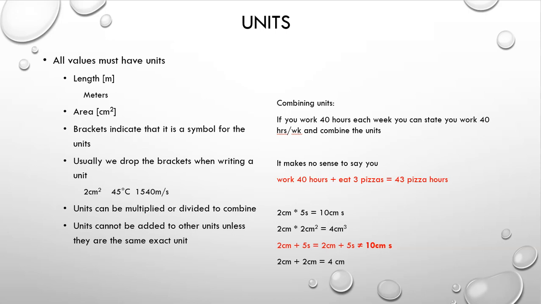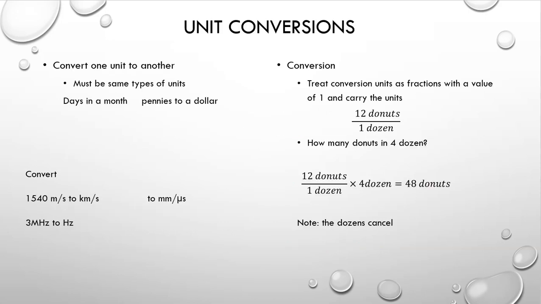Sometimes we have to change units. We have to convert units. So units have to be the same type. If we have days, that's a type of time. And we know how many days are in a month, generally about 30 days. So we can convert days to months if we know what month it is.